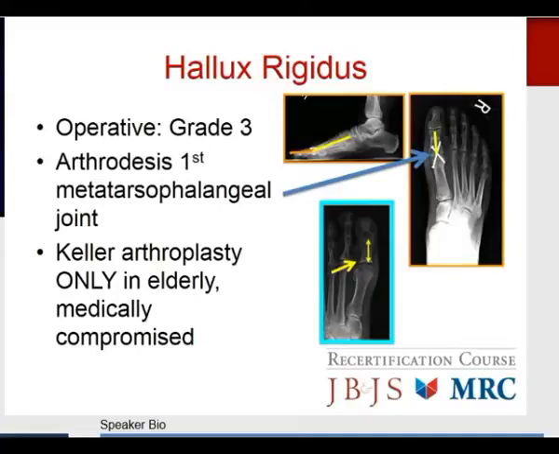Now again, when I was younger, we did Keller arthroplasties for those patients, which was simply nothing more than taking the base of the proximal phalanx and throwing it away. That unfortunately led to instability at the level of the first metatarsal phalangeal joint, transfer metatarsalgia to the lesser metatarsal heads, and it failed because patients had a lot of lateral overload and difficulty walking. So nowadays, that operation is only reserved for someone very elderly or low demand.